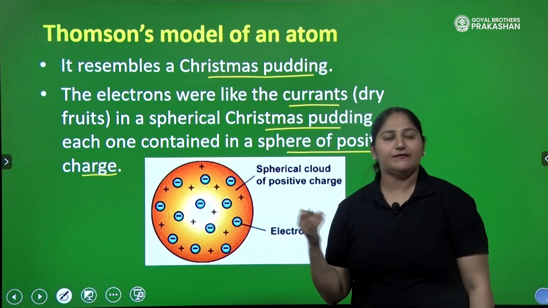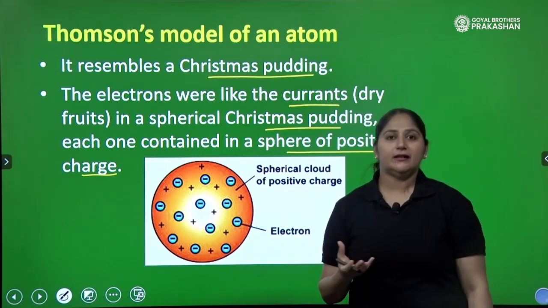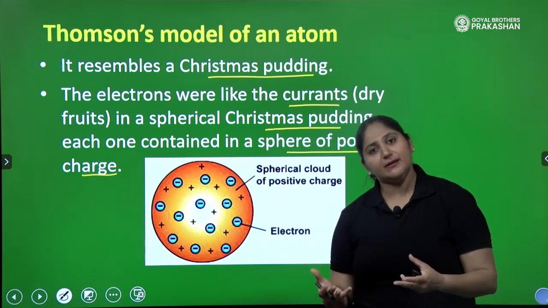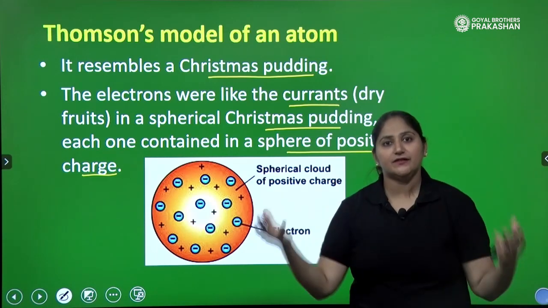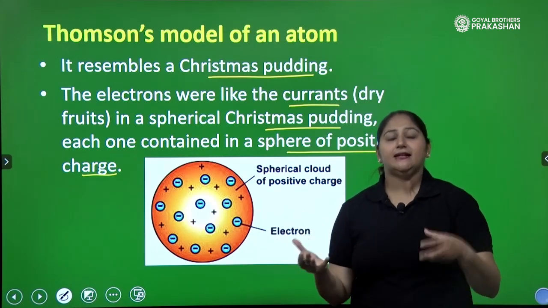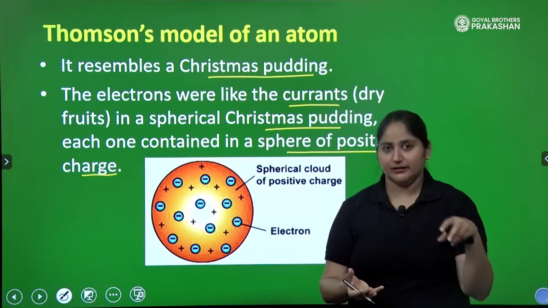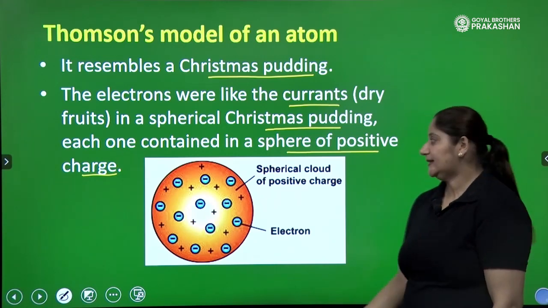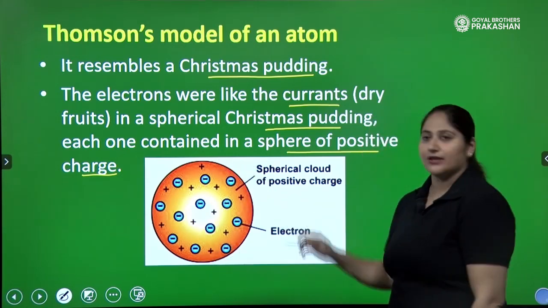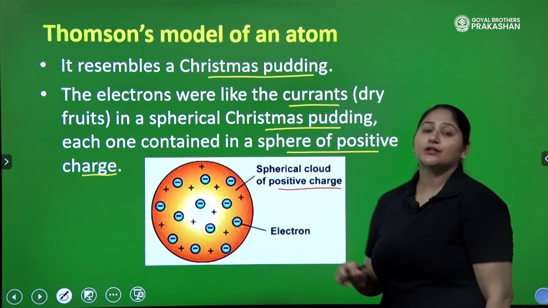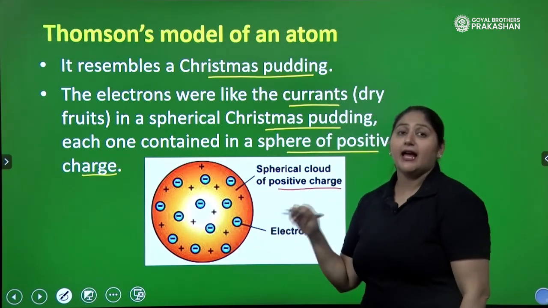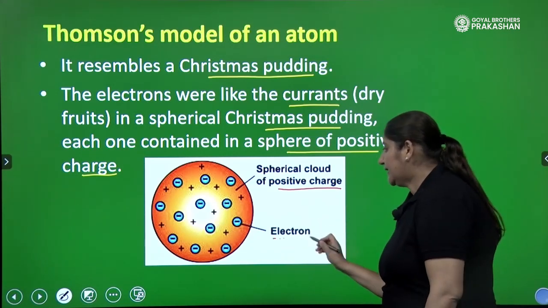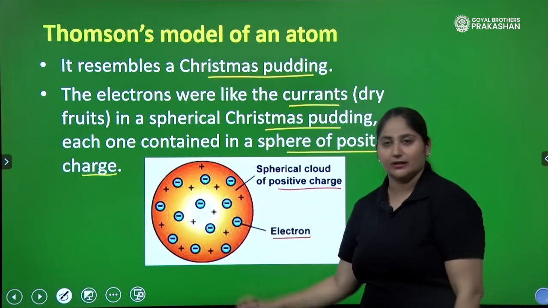It is the same as when we talk about watermelon. What happens in watermelon? The red edible part has some seeds embedded in it, right? In a similar way, the atom has a positive sphere just like watermelon. The way seeds are embedded, electrons are embedded. So this is the structure that was given by Thomson's model. He said that the atom is a spherical structure having positive charge, and the electrons are embedded just like seeds in the watermelon.